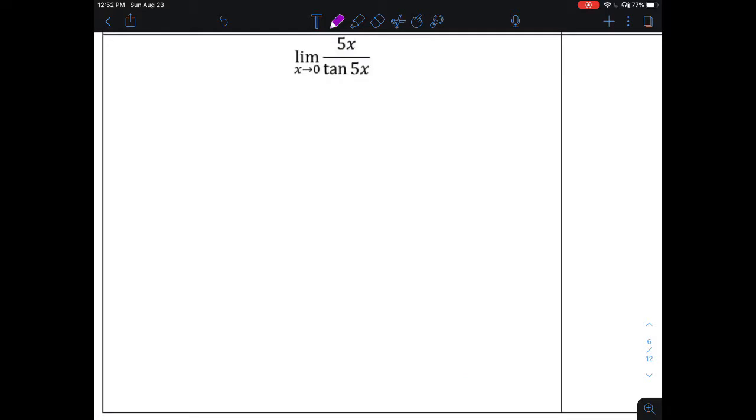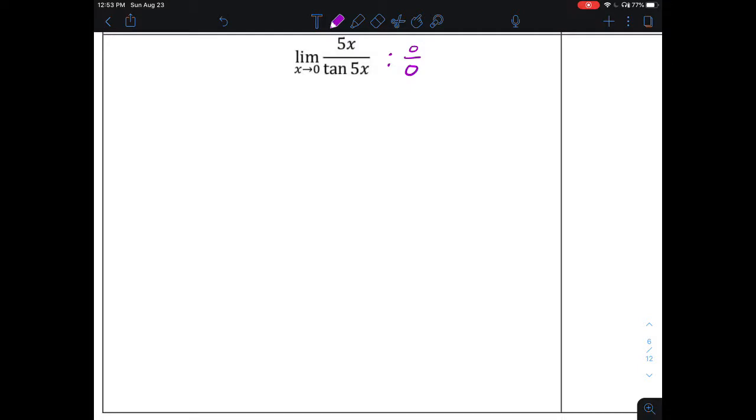So the way I'm going to approach this problem that has tangent involved is just like I would any other one. I'm always going to start off by doing direct substitution. So I get 0 in my numerator and tangent of 0 is 0. So I have the indeterminate form. Now, from here, because we don't have a special trig limit defined yet for tangent, we need to rewrite it in terms of sine and cosine.